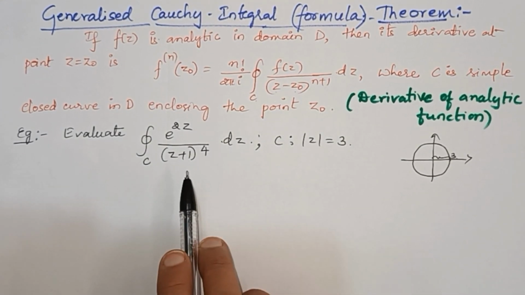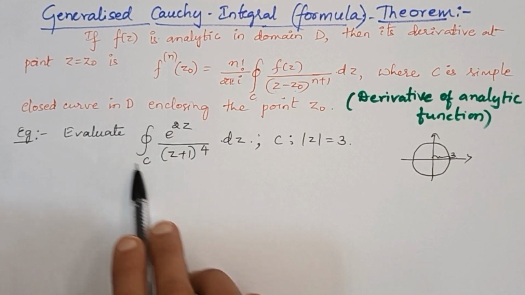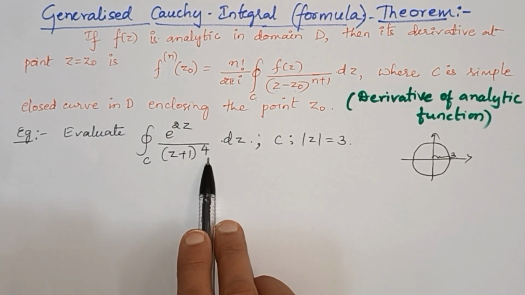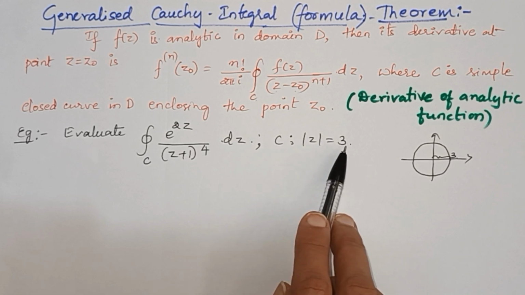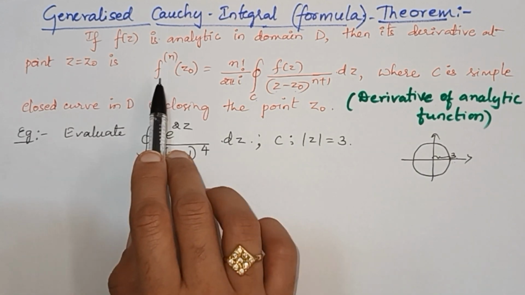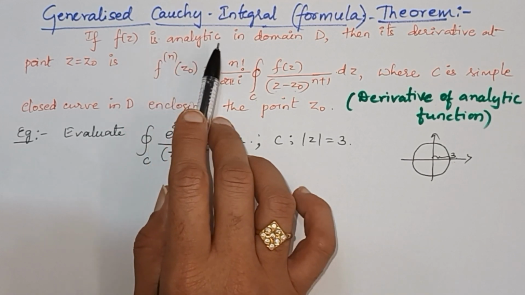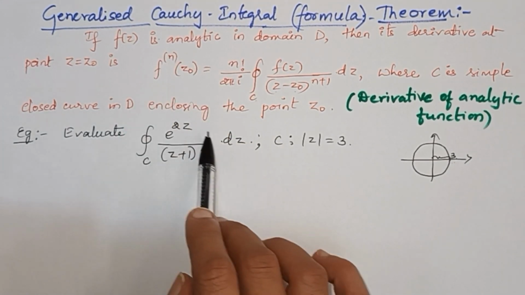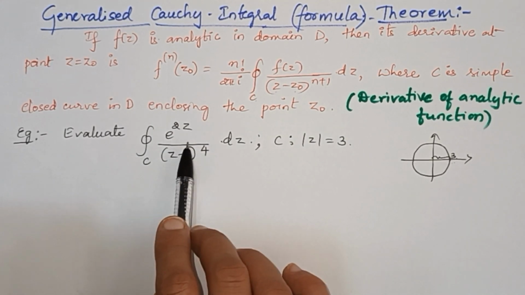So let us illustrate this using one example. Evaluate this line integral where the closed curve is a circle with the radius 3 units. So this circle is having the radius 3 units. Directly you can't apply because you have to get f of z as an analytic function. This is the given function. Now I have to get an analytic function out of this.